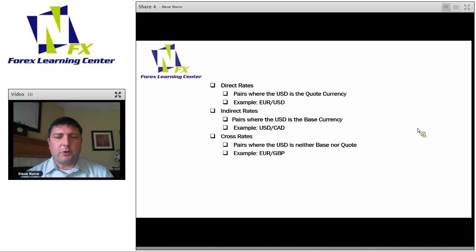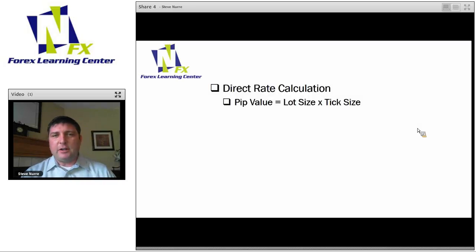So let's start off with a direct rate transaction. It's very simple. If your account is denominated in US dollars, it's actually very simple because these do not change. The pip value is calculated by taking lot size times tick size. Now you're probably wondering, what is tick size? Tick size is essentially what represents a single pip of movement on the pair that you're trading. For example, if you're trading the Euro US dollar pair, the fourth decimal place represents one tick, a full point of movement in the market.